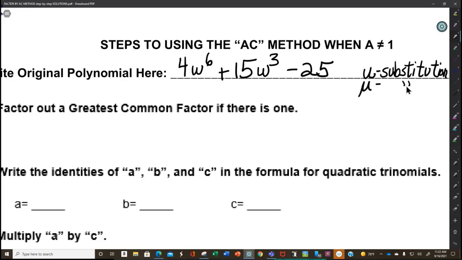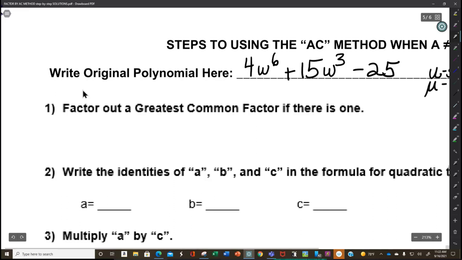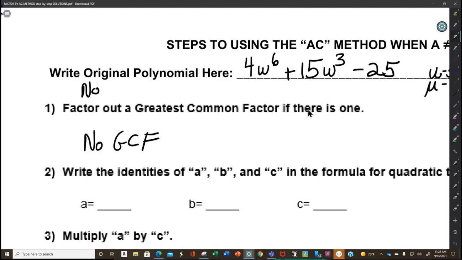That's what people do. I also am going to look for a GCF, and there is not one. 5 will go into 15 and 25, but not into 4. And 2 and 4 will go into 4, but not into 15 and 25. So we are stuck with this. There is no GCF. Factor out a greatest common factor if there is one, and there is not one.